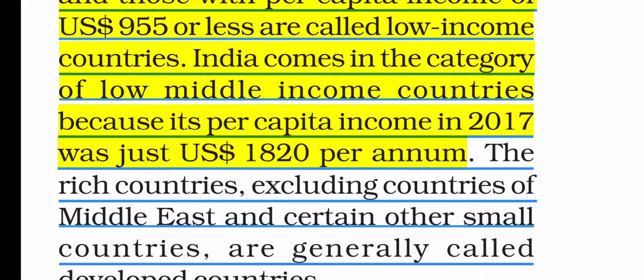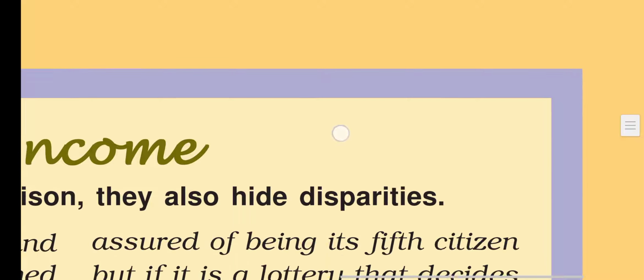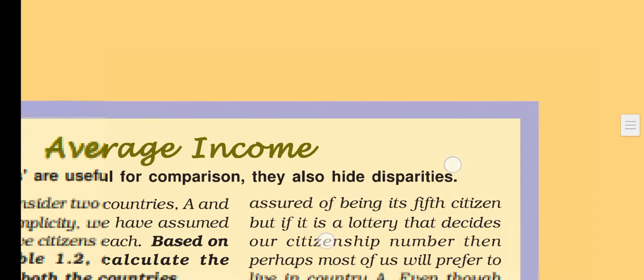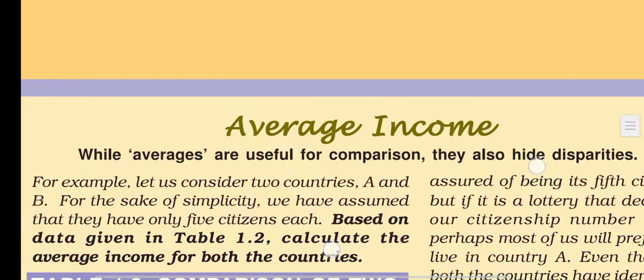The rich countries, excluding the countries of the Middle East. When we talk about rich countries, we are not talking about the Middle East countries, which appear to us to be rich because of the oil sector, and certain other small countries which we cannot consider rich countries. These are generally called developed countries. So rich countries have more income, and more income means more facilities. Therefore, they are called developed countries.